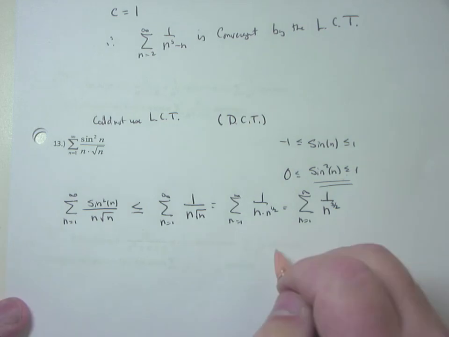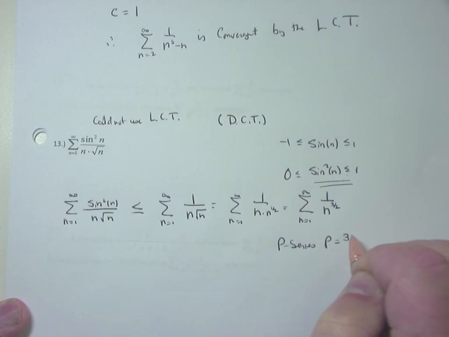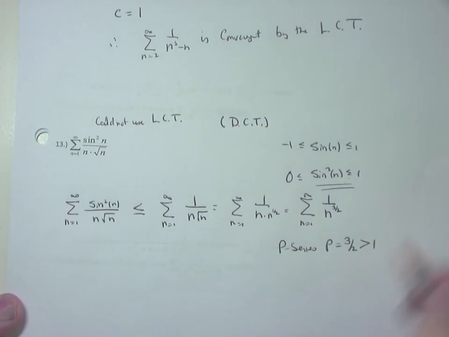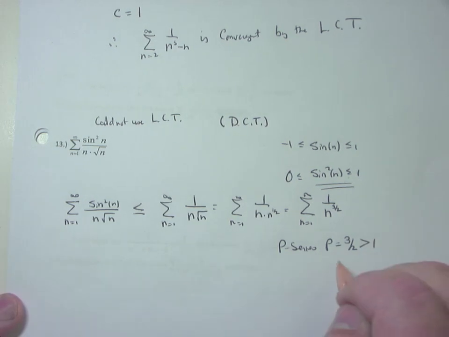P series. What does P equal? 3/2. I never said P had to be an integer. P can be all kinds of numbers: fractions, rational numbers, whatever. But how does 3/2 compare? 3/2 is greater than 1, which means this series is going to converge. So it's a convergent P series.